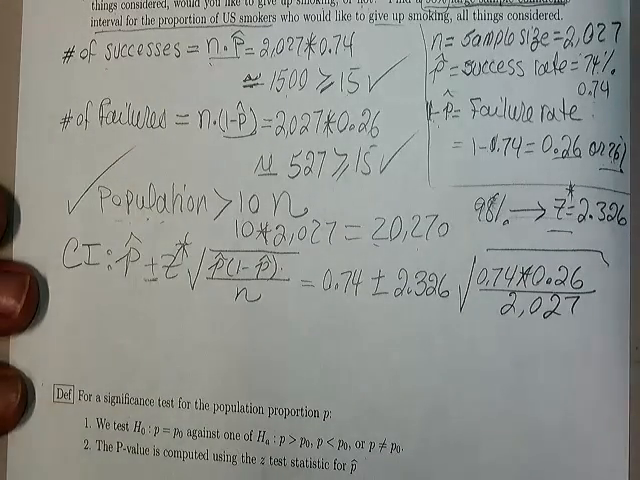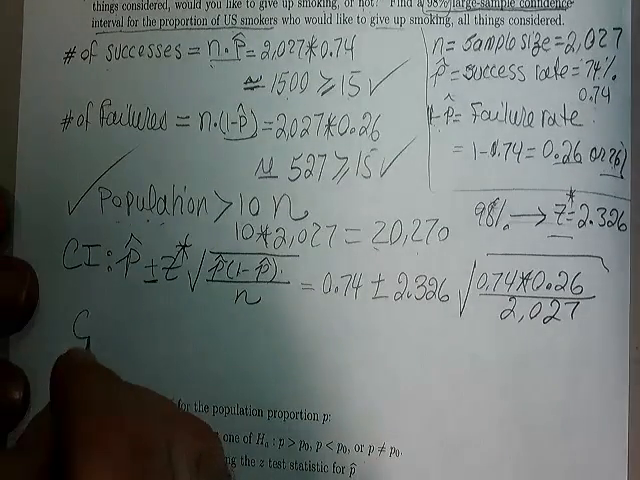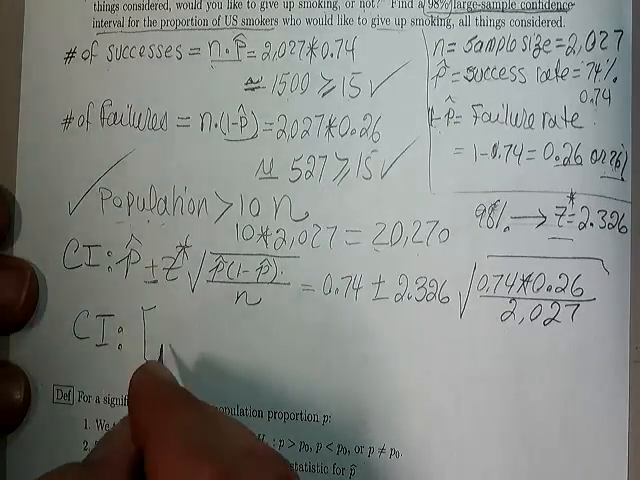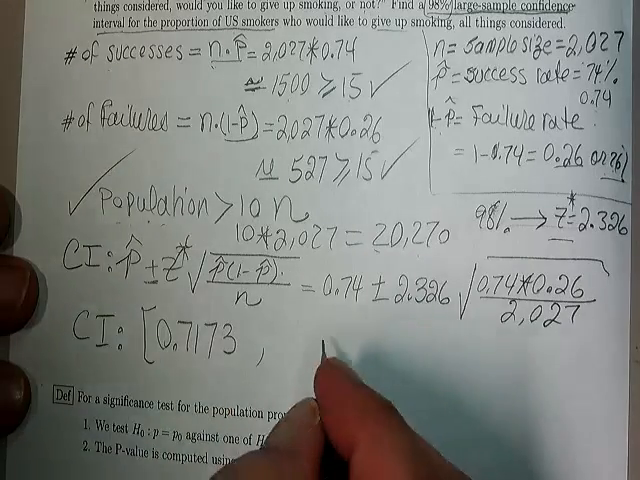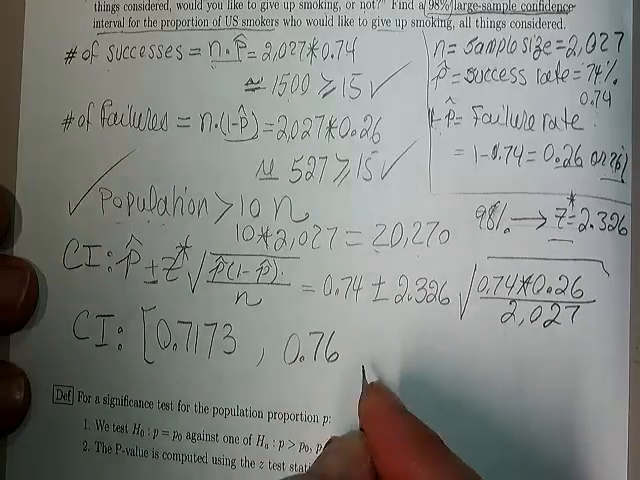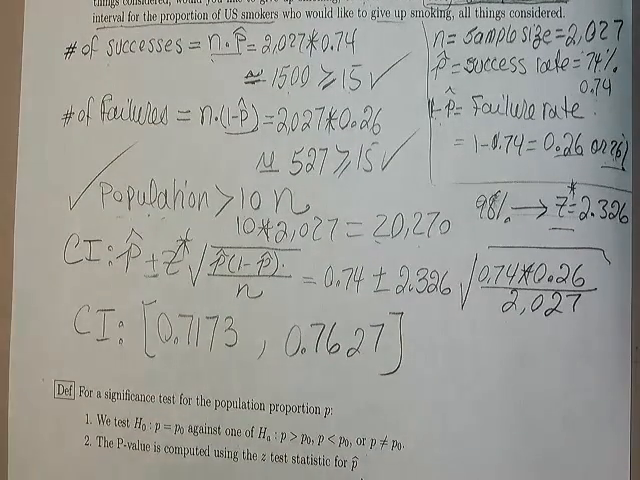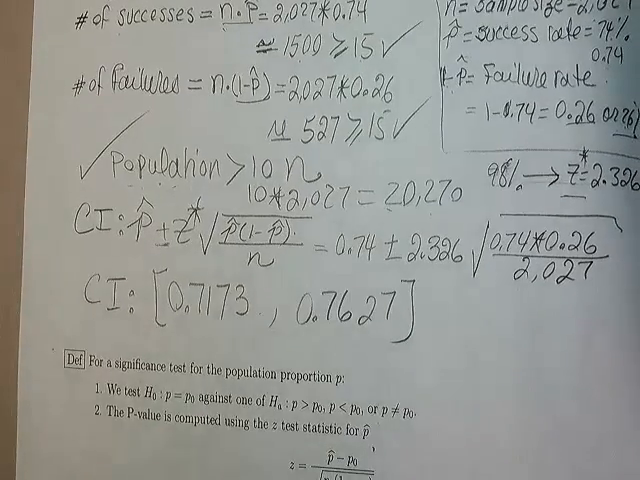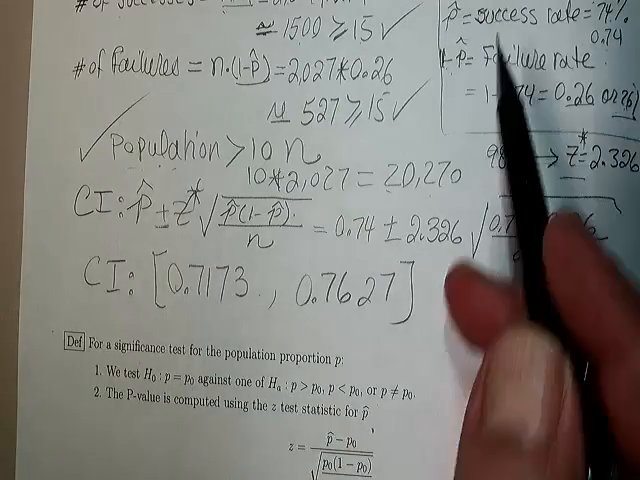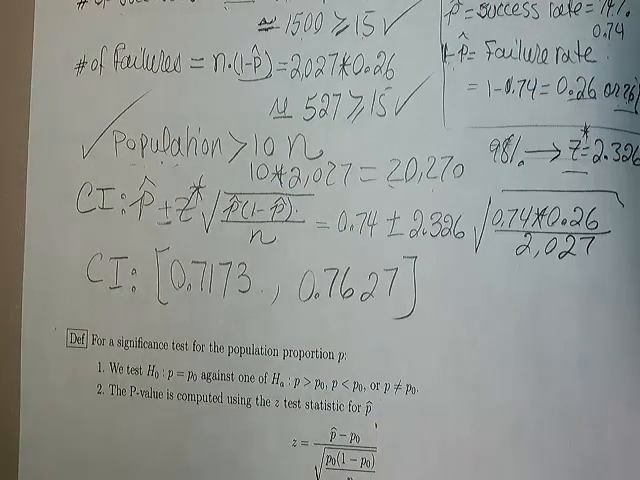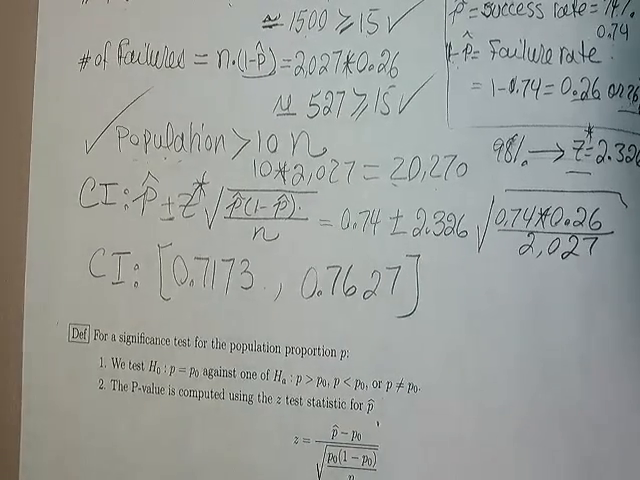Just put the numbers there and plug it in your calculator and you come up with this answer: 0.7173, and this is 0.7627. That would be the proportion. Okay, it can happen between, with the 98% confidence interval, can be between those two numbers.